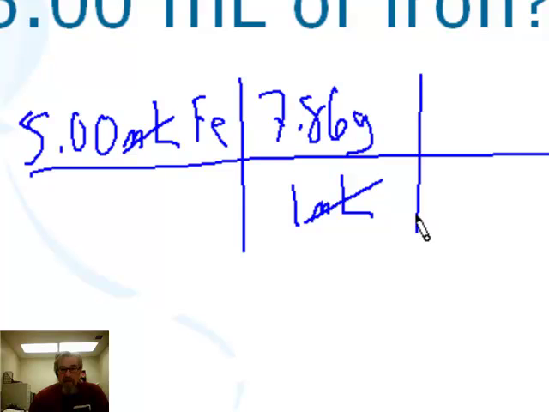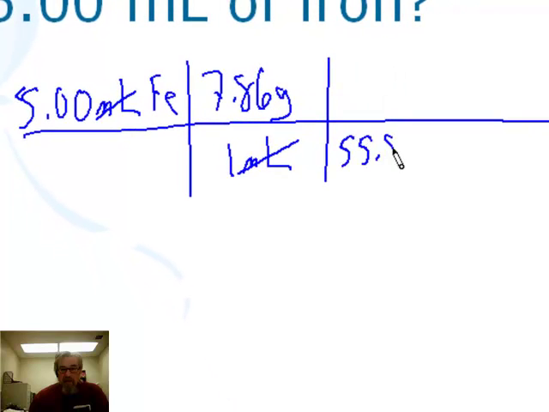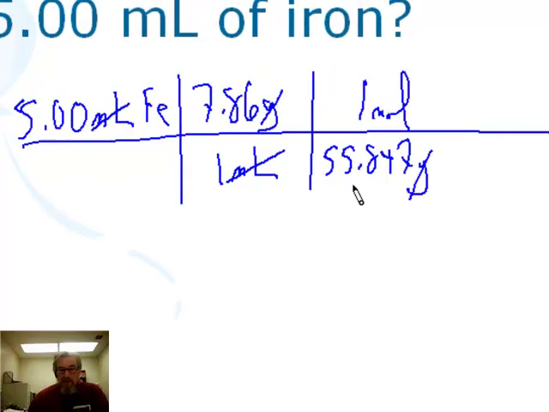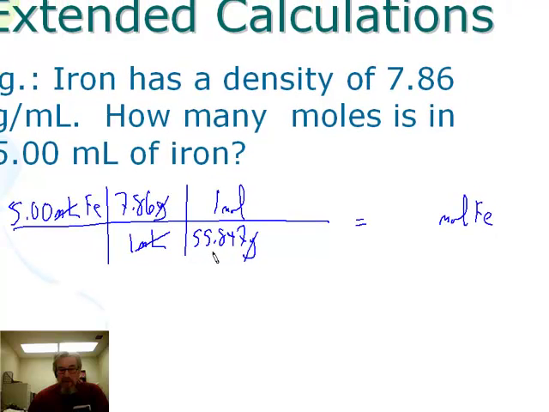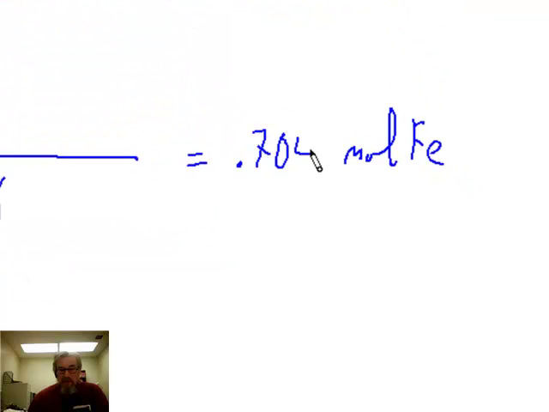Well, here's what else I know. If I look on the periodic table, I find that iron is 55.847 grams per 1 mole. By putting the grams on the bottom in this factor, they cancel. I end up with moles of iron as my unit. Now that my unit is right, I know that doing this arithmetic will give me the correct answer. 5 times 7.86 divided by 55.847, I'll end up with three significant figures in my answer, and it's 0.704 moles of iron.